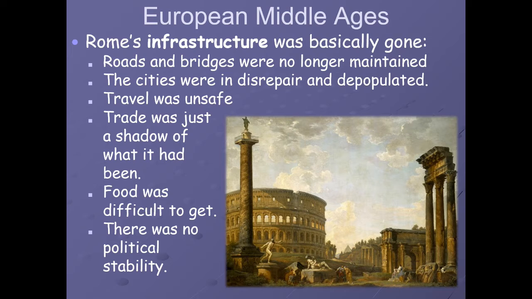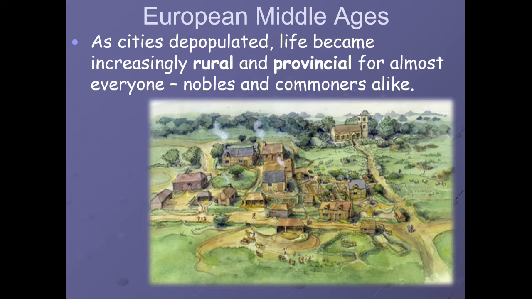Rome's infrastructure was basically gone. Roads and bridges were no longer maintained. The cities were in disrepair and depopulated. Travel was unsafe. Trade was just a shadow of what it had been. Food was difficult to get. There was no political stability. And as cities depopulated and people moved out of them, life became increasingly rural and provincial for almost everyone, nobles and commoners alike.